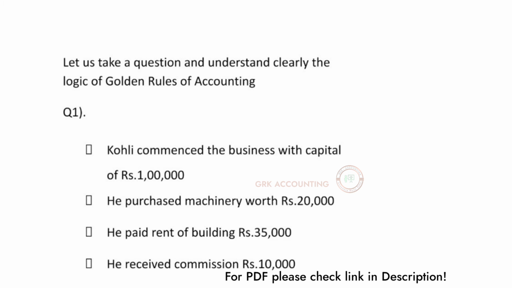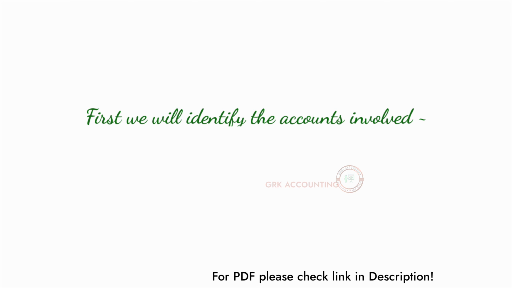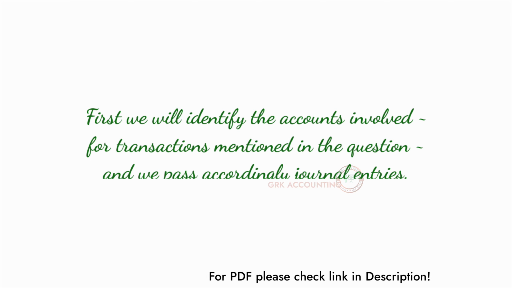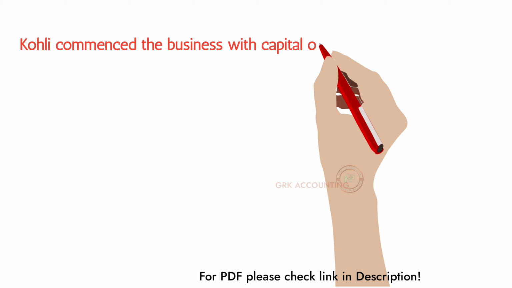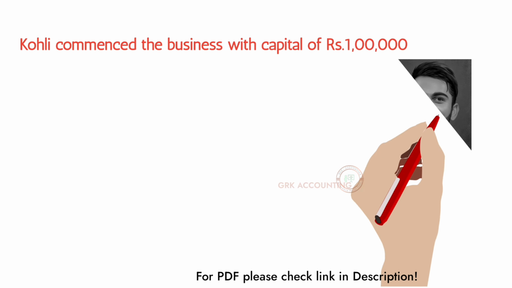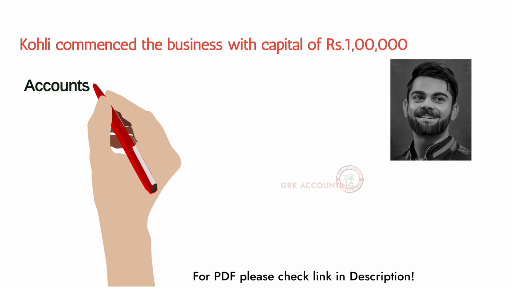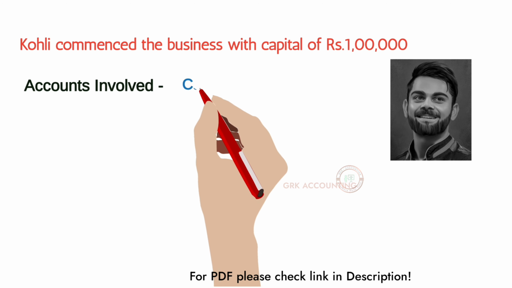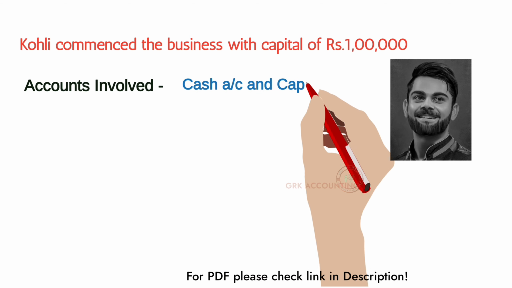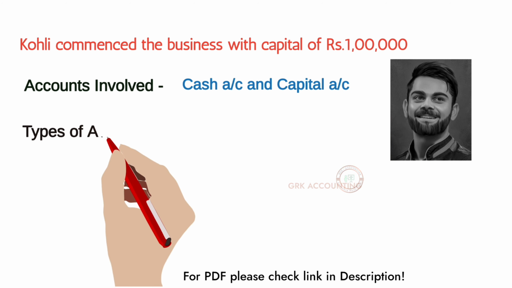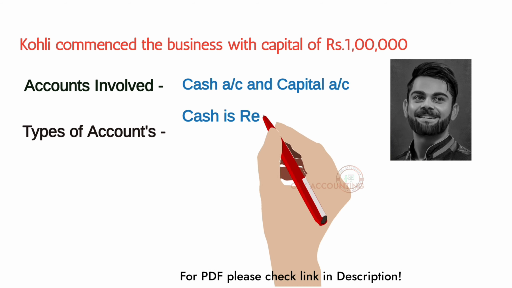Let us take a question and understand clearly the logic of the golden rules of accounting. You can see the question. Try to answer this question. First, we will identify the accounts involved in the above transactions and we will pass the journal entries accordingly. Now you can see the transactions. First one, Kohli commences the business with capital of rupees 1 lakh. Now here, cash is coming into the business in the name of capital. So cash and capital are involved. In the types of accounts, cash will be a real account and capital will be a personal account.